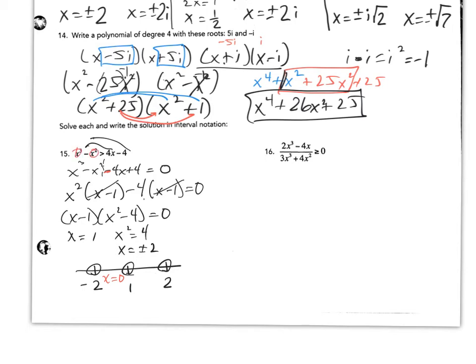0 minus 0, is that greater than 0 minus 4? So is 0 greater than negative 4? Yes, it is. So this is yes, no, no, yes. So the answer in interval notation here is negative 2 to 1, and from 2 to infinity.